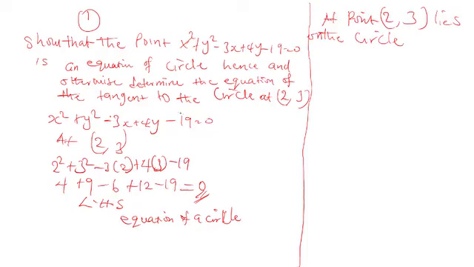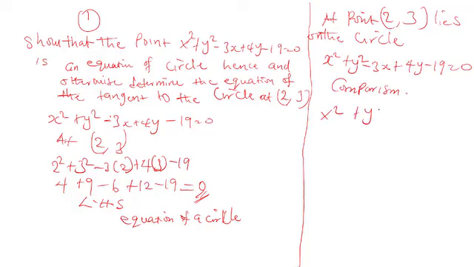We now have x squared plus y squared minus 3x plus 4y minus 19 equals 0. Now if we do comparison, we compare it with x squared plus y squared plus 2gx plus 2fy plus c equals 0. You discover that 2g is equal to minus 3 and 2f is equal to 4.